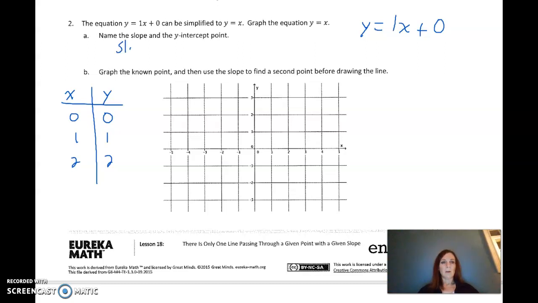So our slope is 1. If we want it to be rise over run, we could write it as 1 over 1. Remember, we can put that 1 on the bottom. And our y-intercept is 0. Plot the y-intercept, right here at 0. Apply your slope from this point. Up 1 over 1. You could even plot it again. Up 1 over 1. Up 1 over 1. Draw a line.